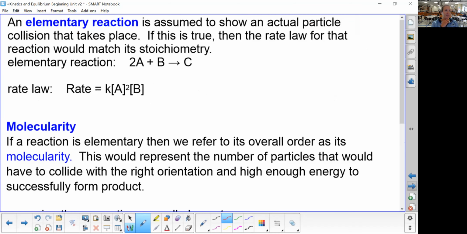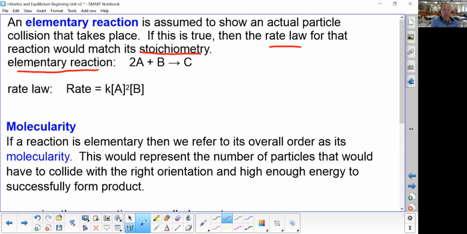So an elementary reaction, a step in the overall reaction, is showing the actual particle collision that takes place. And if that's true, we can write the rate law for that reaction, and it would match the stoichiometry because that is what's actually occurring molecularly. That's different than the overall reaction that you'll see.